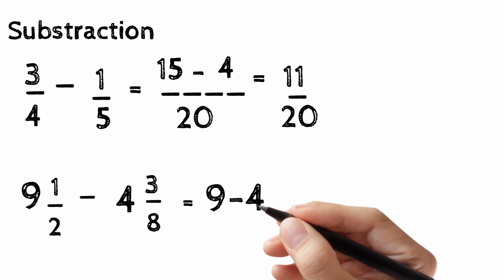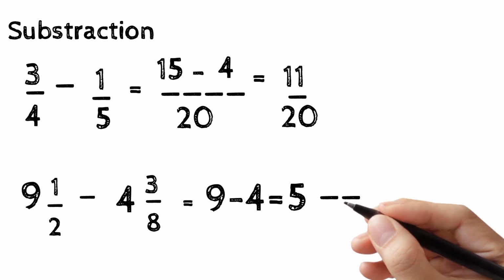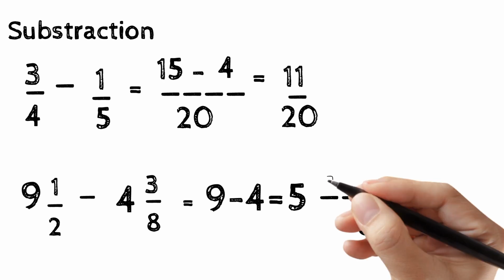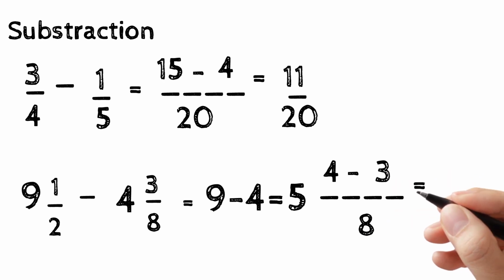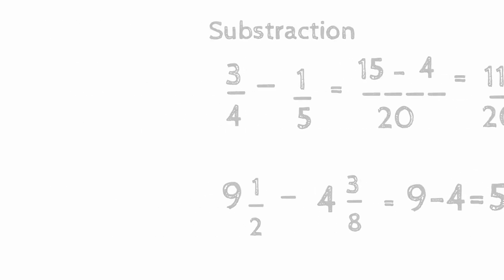So 9 minus 4 is equal to 5. Then put the line. Then the LCM of 2 and 8 is 8. Then a half times 8 equals to 4. Then 4 minus 3 over 8 times 8 is 3. So this is equal to 5 1 over 8. That's your answer.